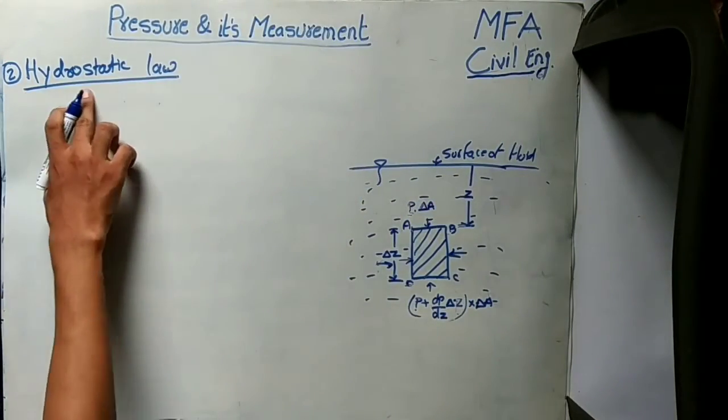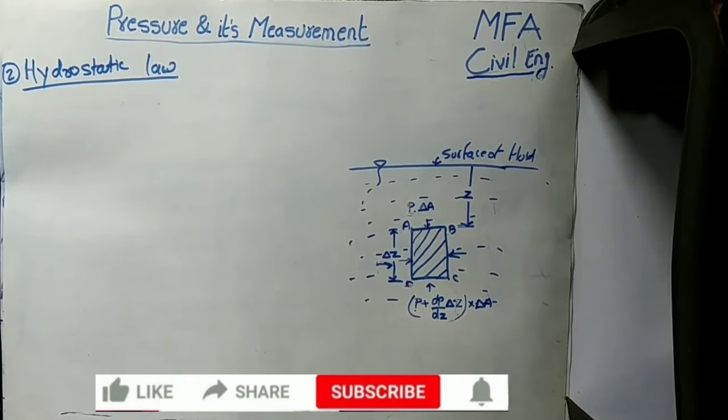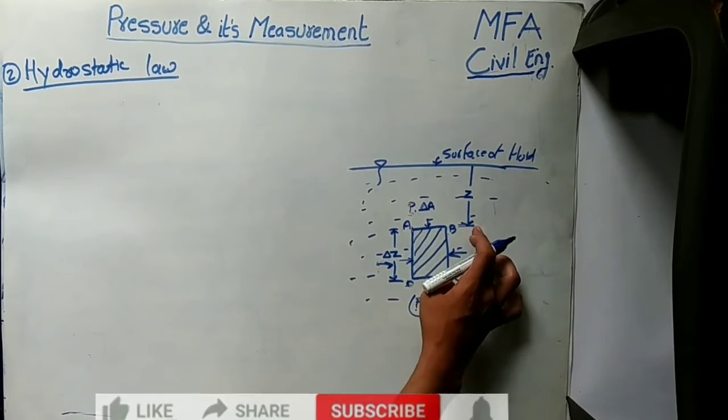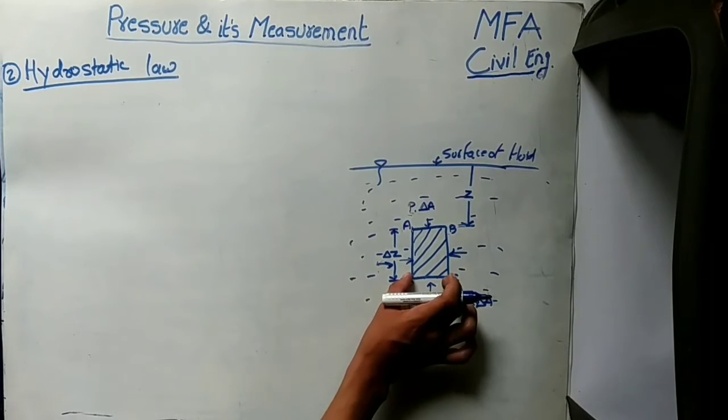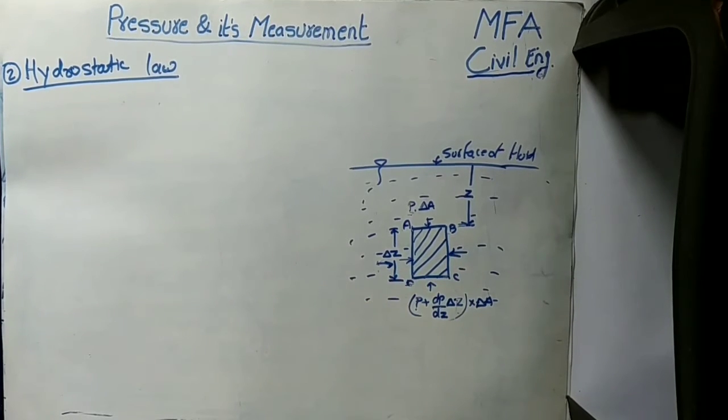Now the second law is the hydrostatic law. The hydrostatic law states that the rate of increase in pressure in the vertically downward direction is equal to the specific weight of the fluid at that point. Now let's see the proof of the hydrostatic law.